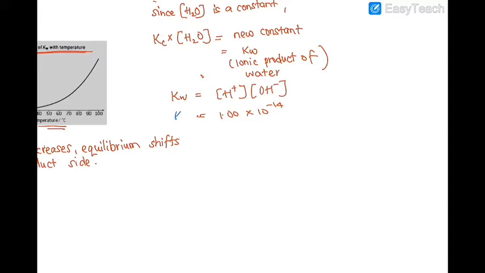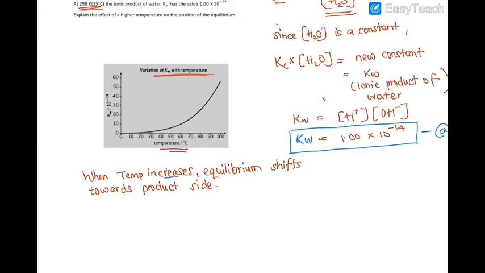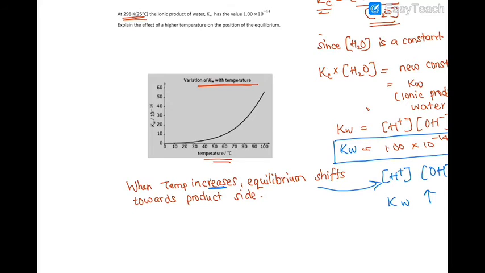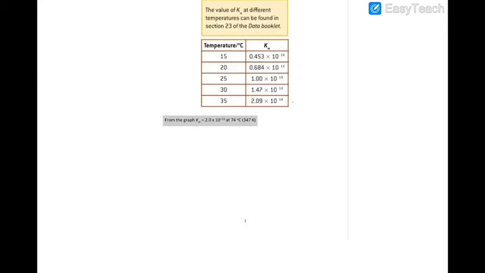So this value, Kw equals 1 times 10 to the power minus 14. This is only at 298 Kelvin, 25 degrees Celsius. And when temperature increases, we'll have H plus and OH minus concentration increasing here. Therefore, Kw value is going to go up. This is what we observe here. As you can see here, as the temperature value is increasing, the Kw value is increasing as well.